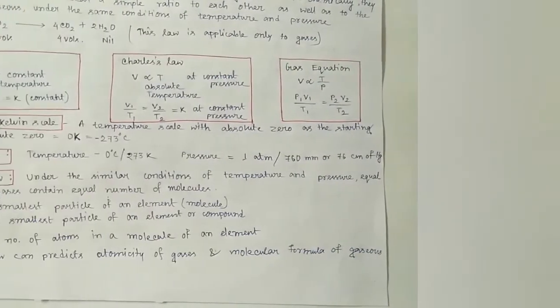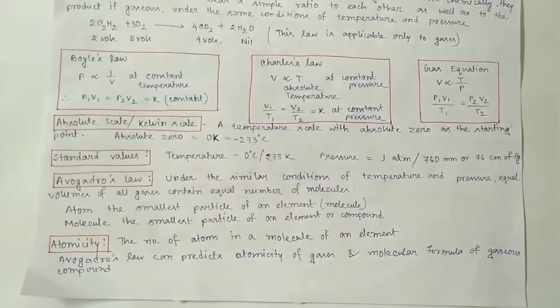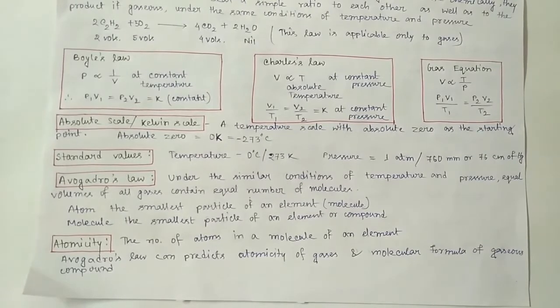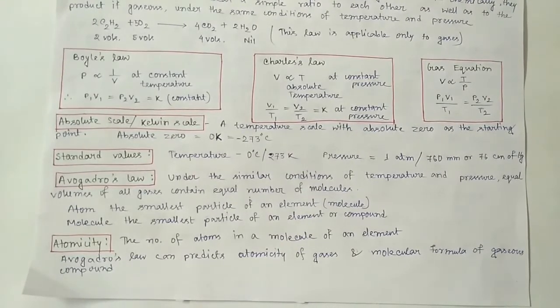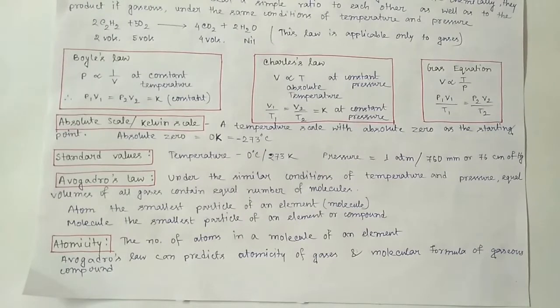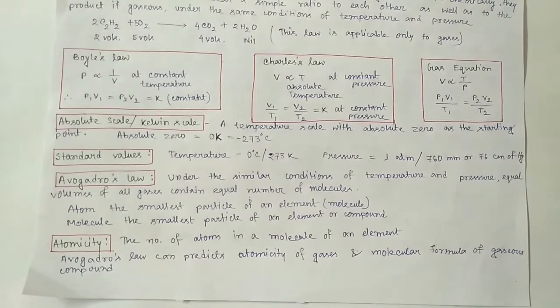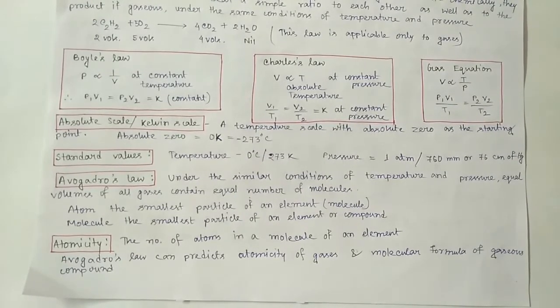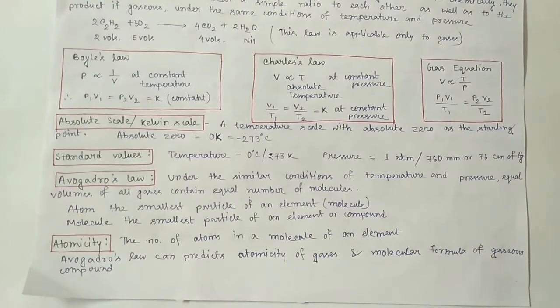Now Avogadro's law. Avogadro's law says that under similar conditions of temperature and pressure, equal volumes of all gases contain an equal number of molecules. For example, if you take 1 liter of hydrogen gas and 1 liter of oxygen gas and keep them at the same temperature and pressure, then according to Avogadro's law, we can conclude that they both have an equal number of molecules.